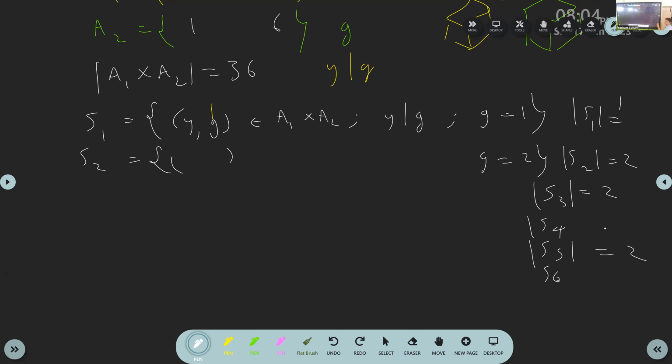S4 will have 3, right? 1, 2, and 4. And S6 has 4: 1, 6, 2, 6, 3, 6, and 6. So if I add all of these together, I will get my answer. Correct? So the answer is 14, correct?